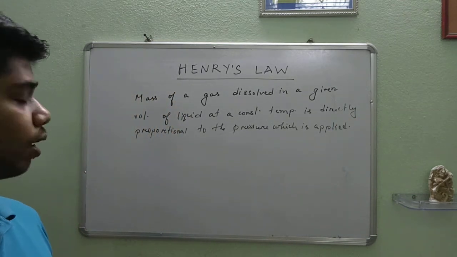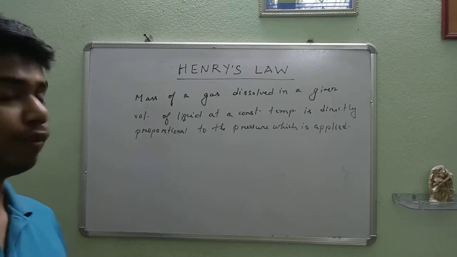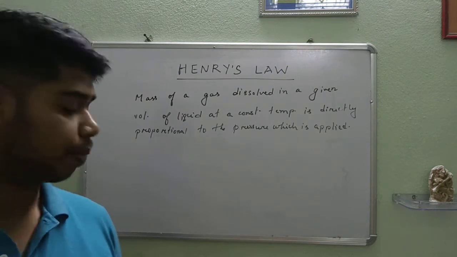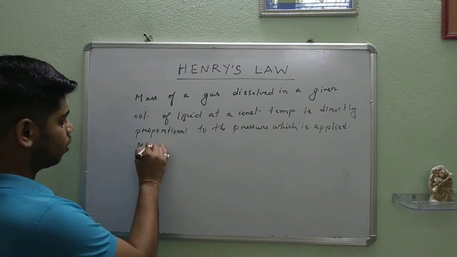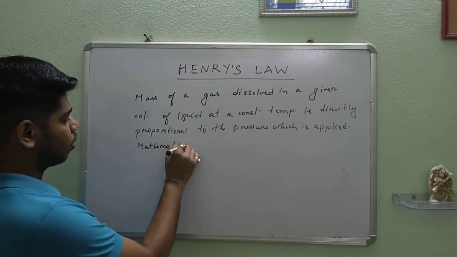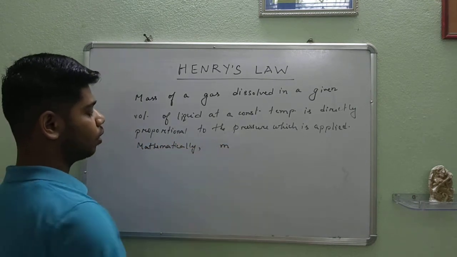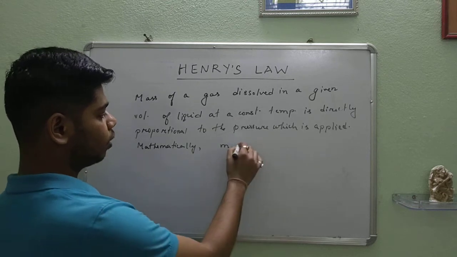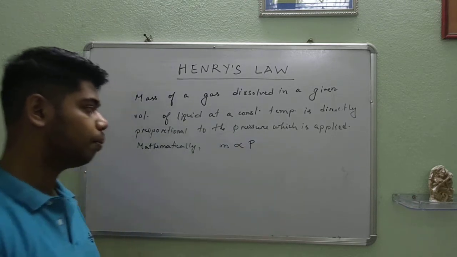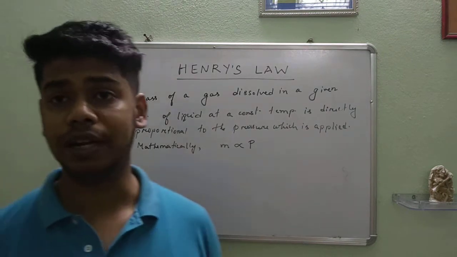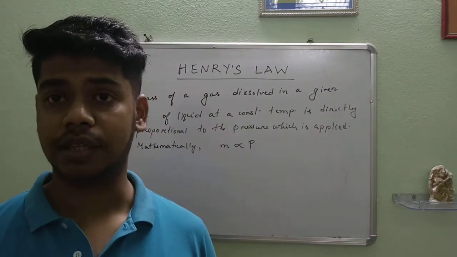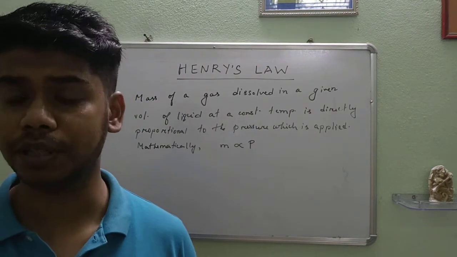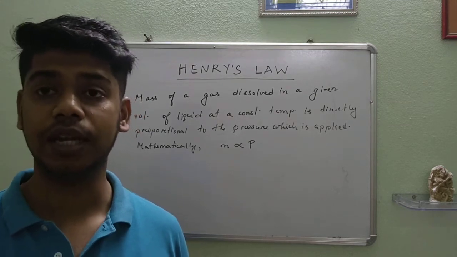In this law, it states that the mass of a gas dissolved in a given volume of liquid at a constant temperature is directly proportional to the pressure which is applied. Now, mathematically, if M is the mass of the gas dissolved in a given volume of liquid, and P is the pressure which is applied, then M is directly proportional to P. That means the solubility of a gas in a liquid increases when more and more pressure is applied. When we apply more pressure, the mass of the gas which is dissolved in a liquid increases.